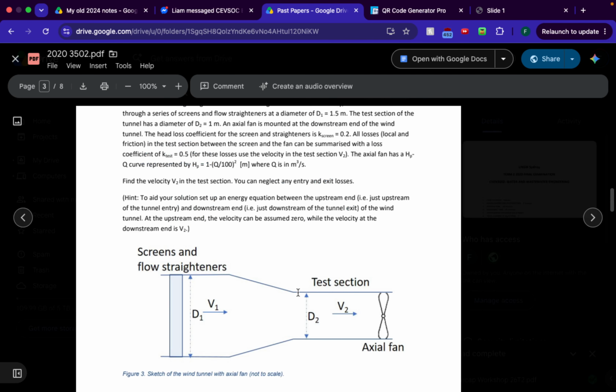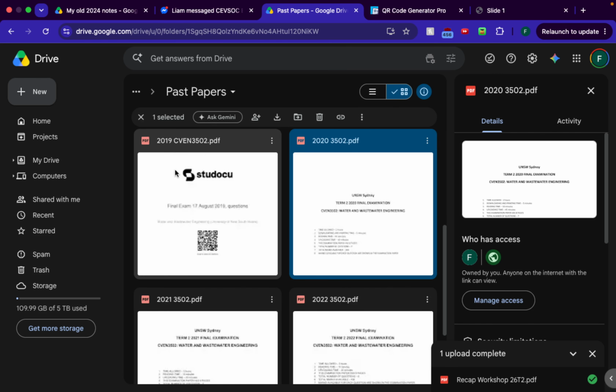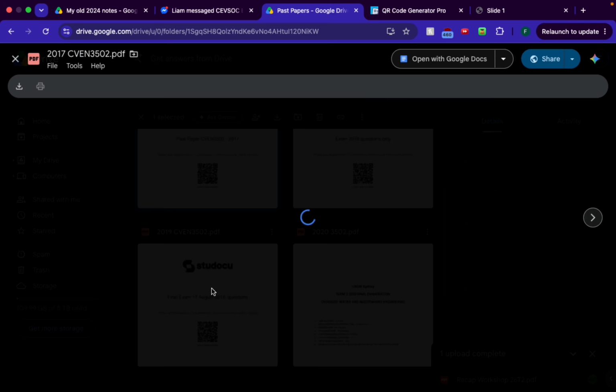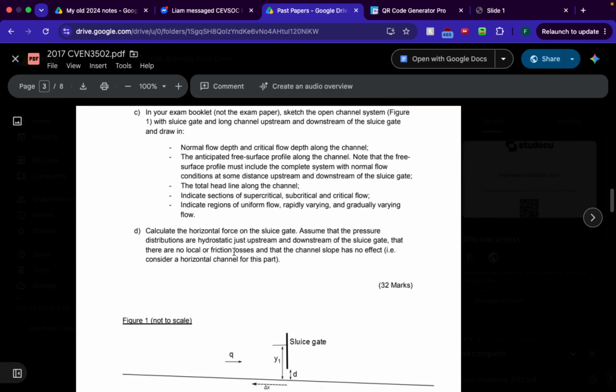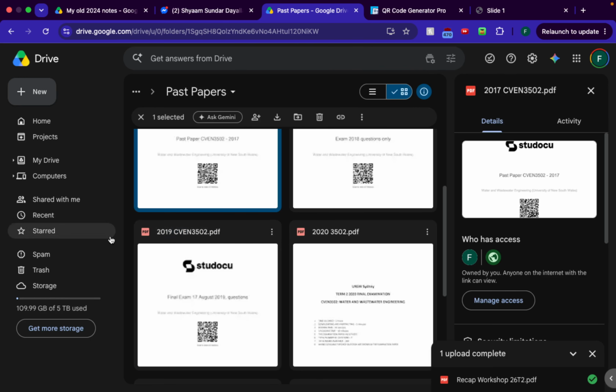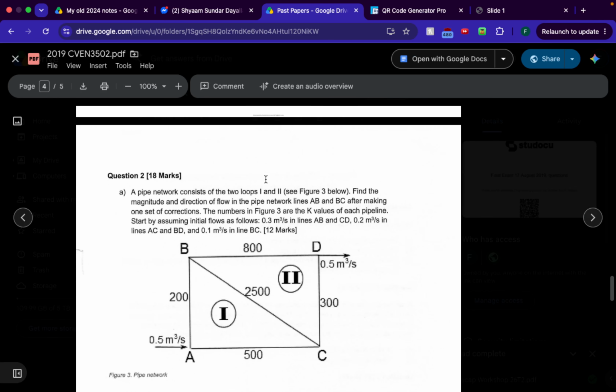2020 didn't have anything proper. 2017, I haven't looked at the 2017 paper, but this is another pipes question you guys can do as well.